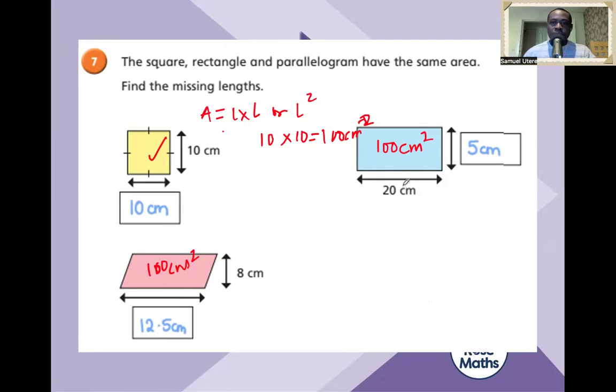So it means to get the length of this one, we know area for this, which is 100, is 20 times width, which we don't know. So to get this, we're going to do 100 divided by 20, which is 5. This one, to get this, we're going to do 100 centimeters squared divided by 8, which will be 12.5.